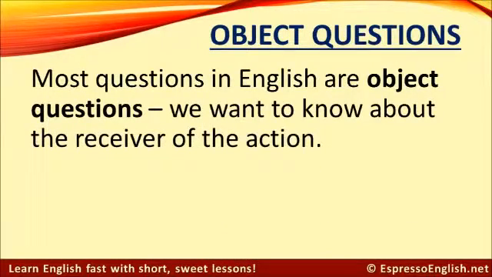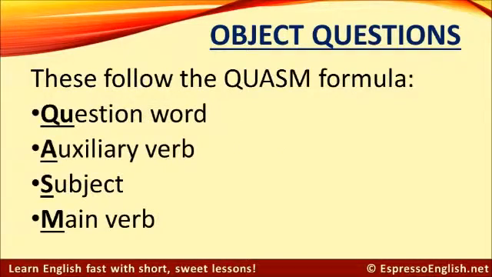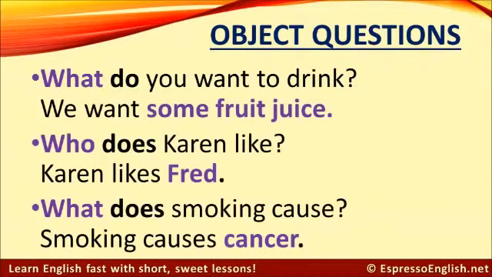Most questions in English are object questions. We want to know about the receiver of the action. Object questions follow the quasum formula: question word, auxiliary verb, subject, and main verb. When asking an object question in the simple present, we use the auxiliary verbs do and does.